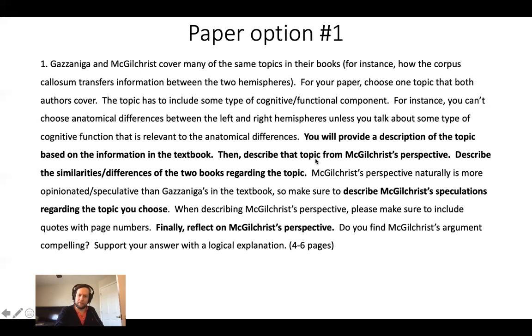Then the third paragraph would be what McGilchrist says. Describe that topic from McGilchrist's perspective: here's what McGilchrist says in the Master and Emissary about that same topic. That'd be the third paragraph. And the fourth paragraph would be comparing and contrasting the two authors or the two books regarding that topic.